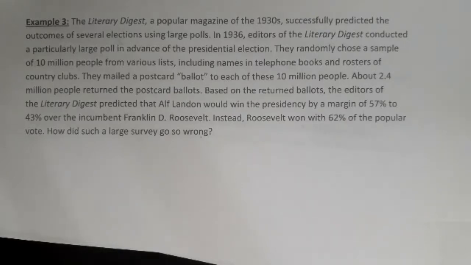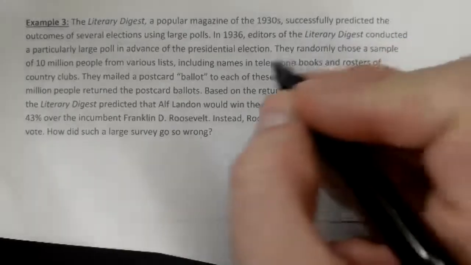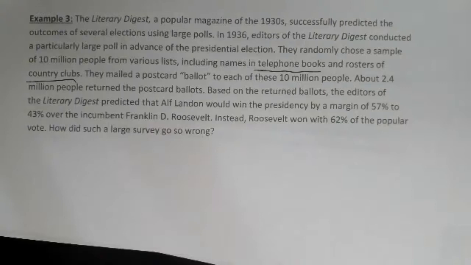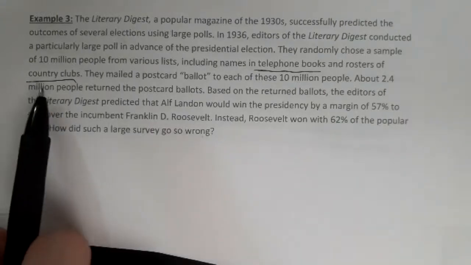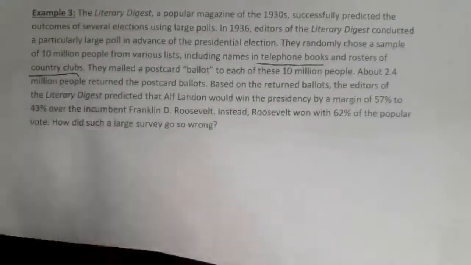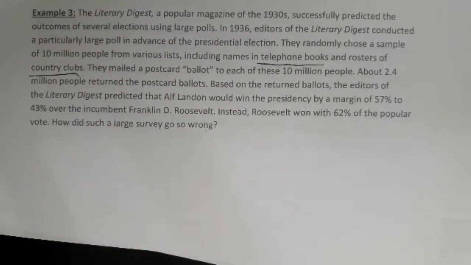The first one is selection bias. So they talk about these two things: telephone books and country clubs. If you're sampling people from country clubs, I have never been a member of a country club, so these people are going to have a lot of money.